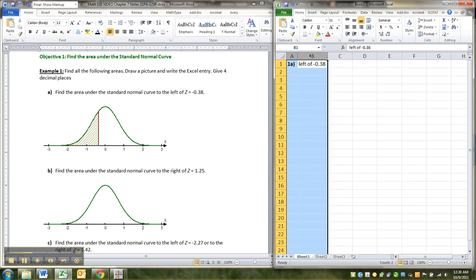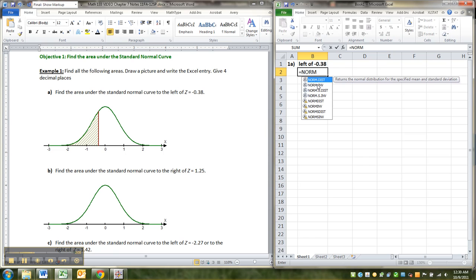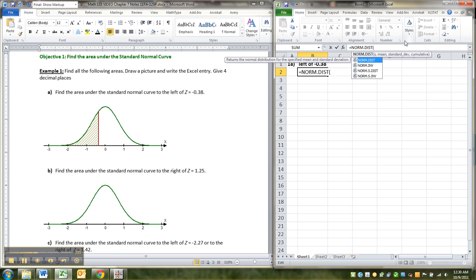So Excel has the normal distribution function. You just got to know what you're doing. So you type equals norm. In my version, I have Excel 2010, so it's norm.dist. If you have an older version of Excel than 2010, then just plain normdist. It'll work the same either way. And then it says, what's the x value? Well, the x value for us is -0.38. The mean is 0. Standard deviation is 1. Again, because we're working with that normal curve. And then it's saying cumulative, and we will always use true.